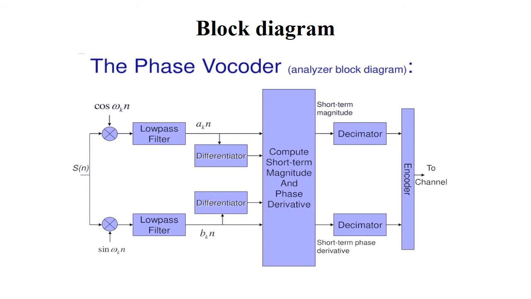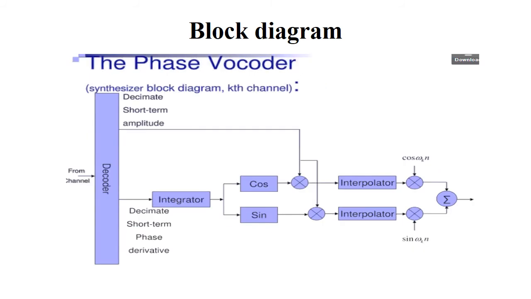After that, the decimator process will decimate the point values, and it will be passed to the encoder. The many inputs will be combined together, and will give a single output to the channel part.